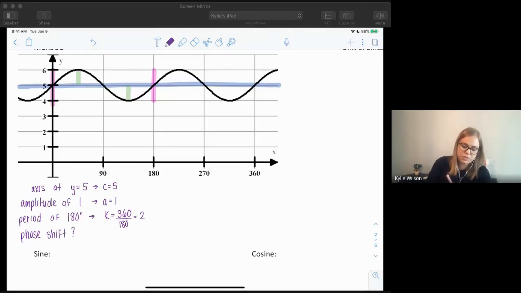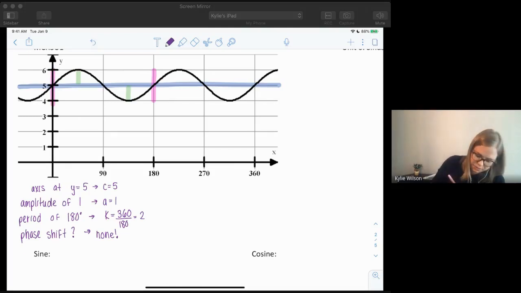So usually our sine starts at the y-axis. Because this one also starts at the y-axis, it hasn't been moved left or right. It's starting exactly where it's supposed to. It's been moved up, which is okay, but it hasn't been moved left or right. So, no phase shift.